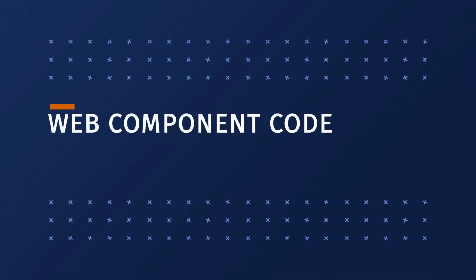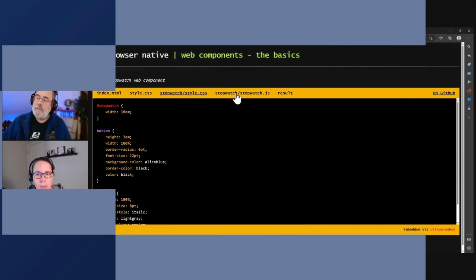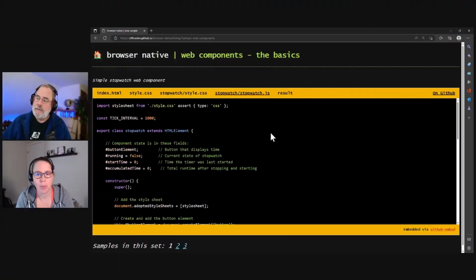Okay. But let's go ahead and look at the code. So the actual stopwatch.js. So this is the script that was invoked from the main page, from our HTML page. And the first thing it's going to do is bring in the style sheet, its own little style sheet. And I love this import statement.